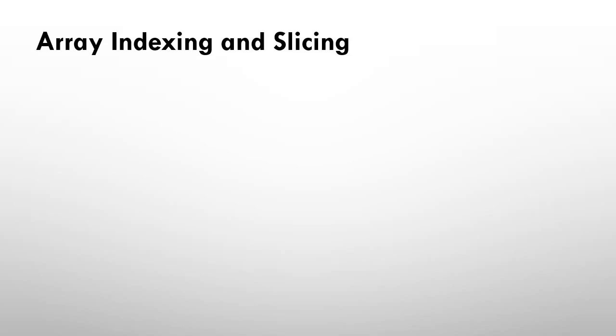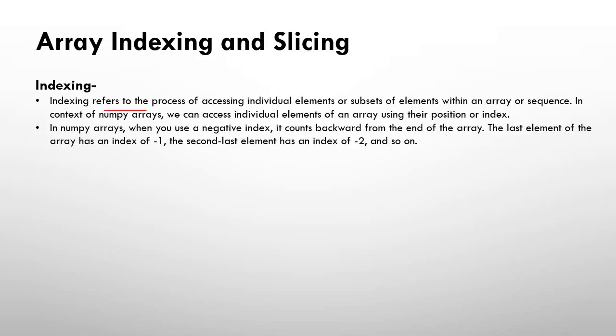Coming to array indexing and slicing. Indexing refers to the process of accessing individual elements or subsets of elements within an array or sequence. In context of NumPy arrays, we can access individual elements of an array using their position or index. When you use a negative index, it counts backward from the end of the array. The last element of the array has an index of -1, the second last element has an index of -2, and so on.